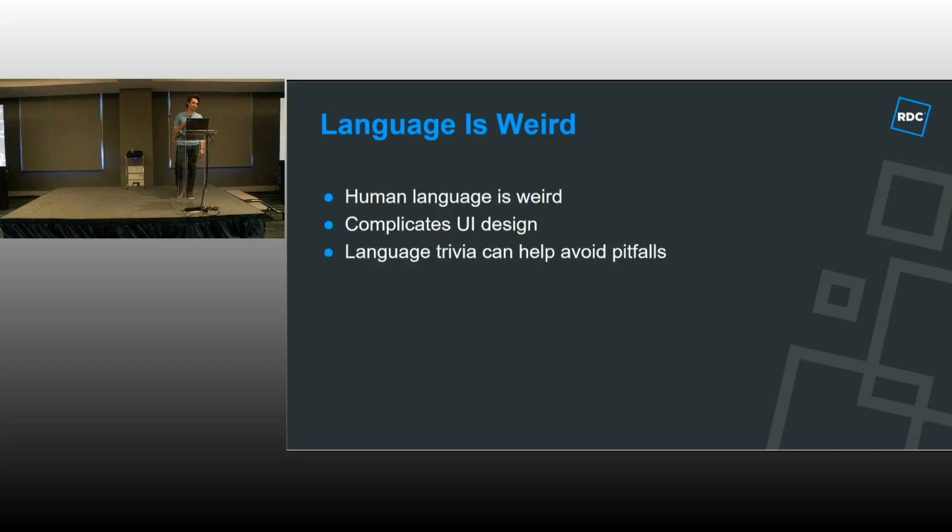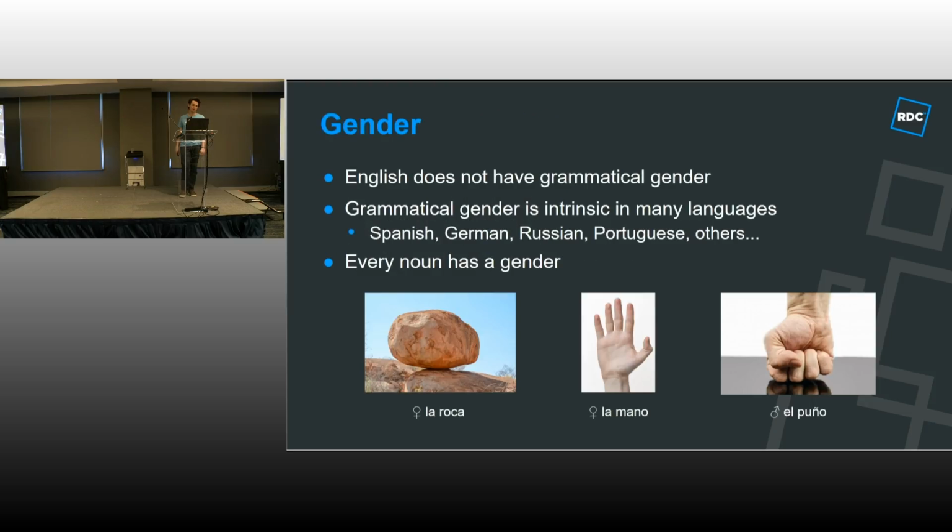If you only know maybe 1, maybe 2 languages, then you probably have a lot of implicit assumptions about language and how it works, and a lot of those might come to bite you when you're designing UI. So knowing a little about language can help you avoid some of these pitfalls and save you a lot of time that you might have to spend redesigning UIs later. So I just call this stuff language trivia, so I'm going to devote some time to going through some common issues. So one complicated subject is gender.